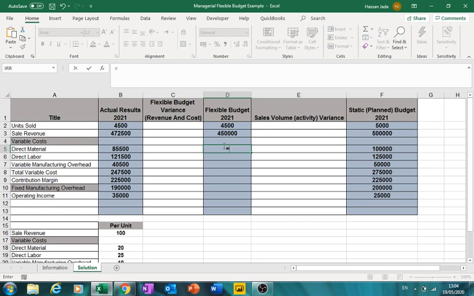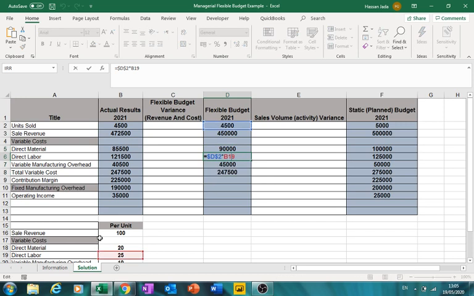Then we continue in the same manner. Then we have 4,500 units multiplied by the planned direct materials cost per unit, which is B18, and we will make this reference absolute by putting the $ sign here. Then enter. According to actual results for 4,500 units, we must have 90,000 JDs direct materials instead of 100,000. Then we can copy these amounts up to contribution margin.